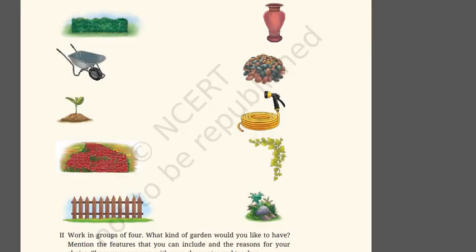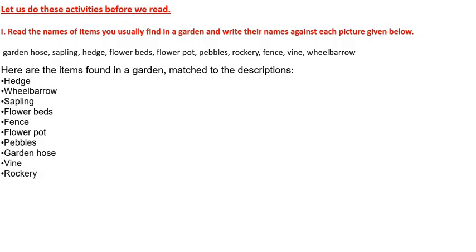Now see students, these are the pictures which are given in the book, and according to the pictures I have written the answer. See, here are the items found in a garden matched to the descriptions. First one is hedge, next wheelbarrow, then sapling, after that flower beds, fence, flower pot, pebbles, garden hose, vine, rockery.